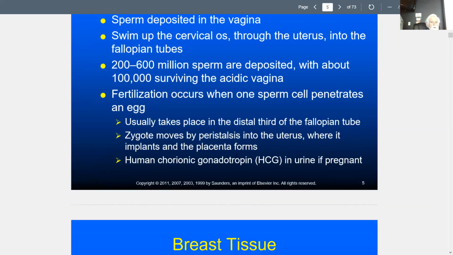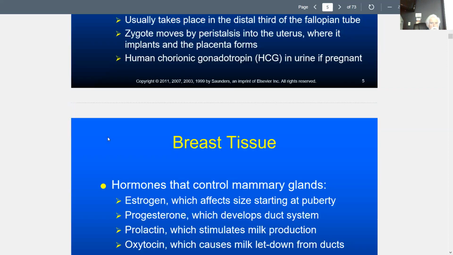So usually this happens in the fallopian tube, in the far one-third up closest to the ovary. And then the zygote, that's the fertilized ovum, is transported into the uterus, and then we have implantation, and placental formation begins. When this happens, that's when you generate the human chorionic gonadotropin hormone that we detect with the urine pregnancy test, which is pretty accurate.